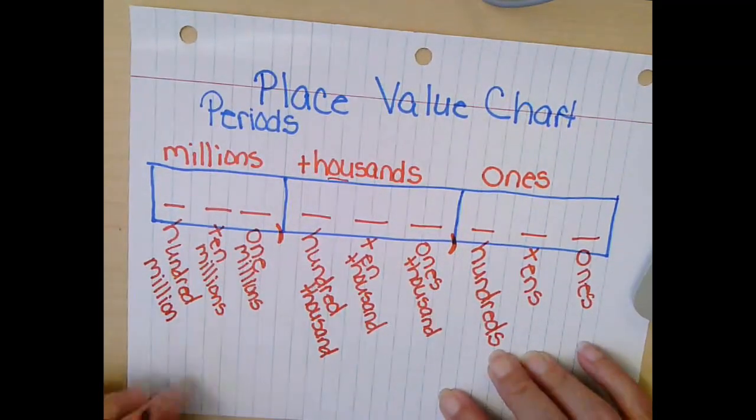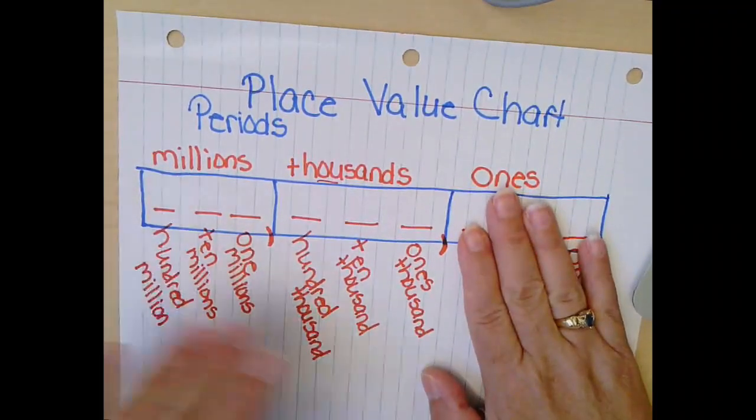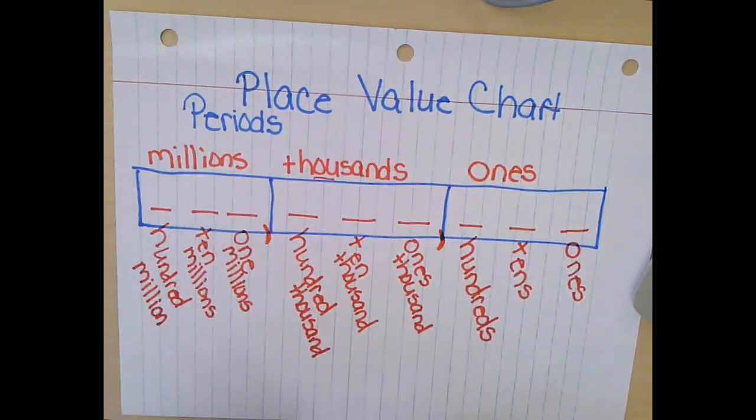So boys and girls, that's our place value chart. If you can do the ones, then you can do the thousands, and you can do the millions. It's not that hard. I want you to take this place value chart and I want you to put it in your math section of your black binder, and we will be referring to this chart later.